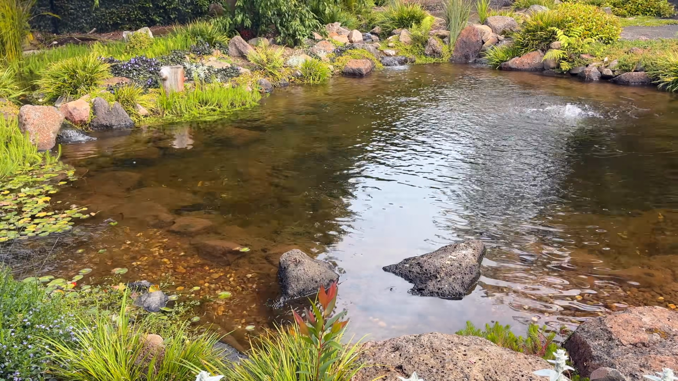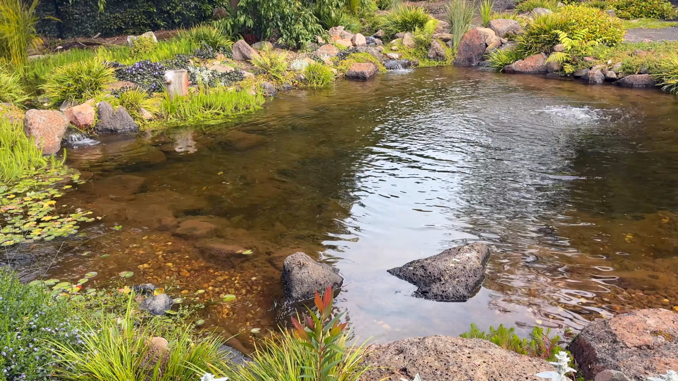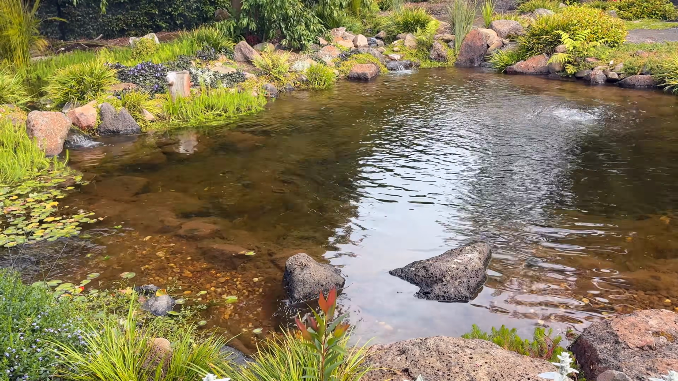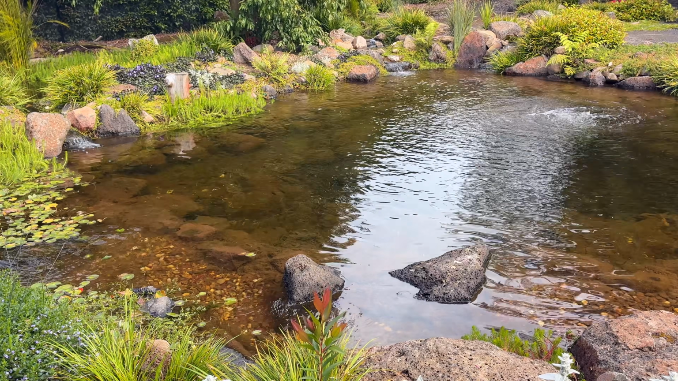buffering. Now earlier we talked about your pond constantly producing acids, so you can think of it like this. The biology is always pushing the system in one direction, and the buffering's pushing it back the other way. It's not about perfect balance at every moment. It's about the system having enough resistance that those things don't turn into swings. So instead of the pH moving every time something happens, the system absorbs it and stays steady.